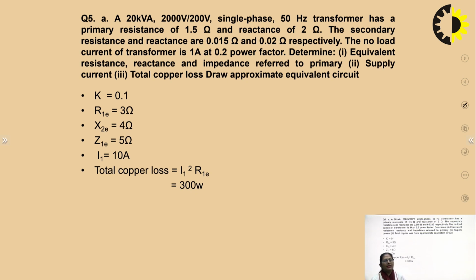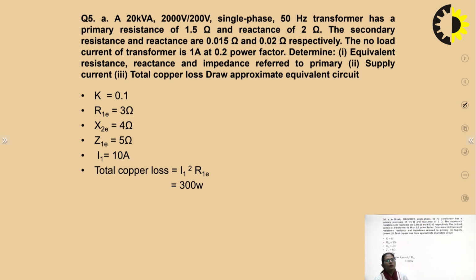We need to determine the equivalent resistance, reactance and impedance referred towards the primary side. We need to find the supply current, that means I1. Third, the total copper loss, and it is also asked to draw the approximate equivalent circuit of the transformer. As all the parameters are referred towards the primary side, the equivalent circuit asked is also referred towards the primary side.